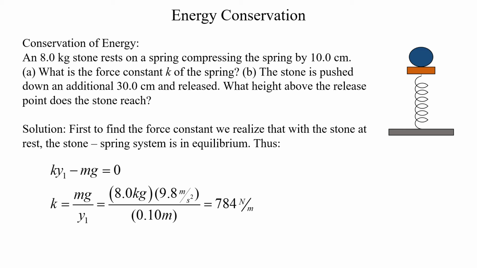Well, the mass was 8 kilograms. g, of course, is 9.8 meters per second squared. And y1 is the 10 centimeters, which is 0.1 meters. And we get a spring constant of 784 newtons per meter. So we needed that value in order to solve part B.